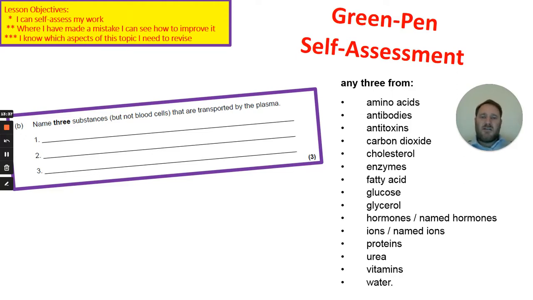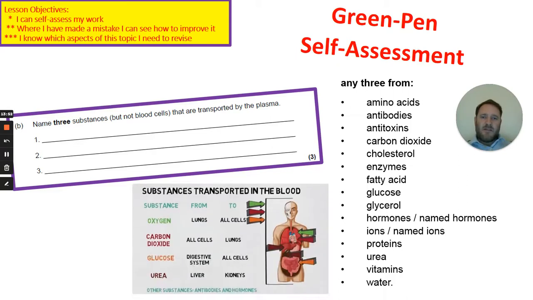So I suggest that you pause the video, see if you've got 3 of these substances. If you haven't, then just write them in. And if you have, well done, just tick them off. Okay, I'm going to move on now then. So I forgot about that bit. There's a little picture there to help you with this as well, that you might want to print off and then put into your revision folder.